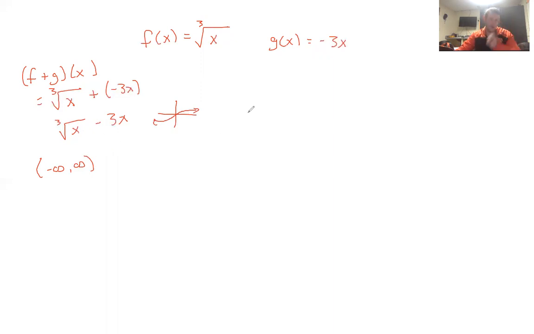Okay. All right, the other one says minus, so all I'm doing is plugging a minus sign. So f minus g of x would be the cube root of x minus negative 3x, which makes it a plus. Again, cube root, doesn't matter. So it's negative infinity to infinity would be your domain. The next one I'm multiplying. F times g of x. This times this.